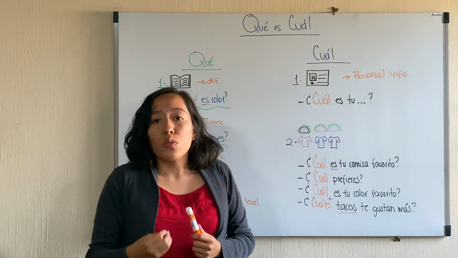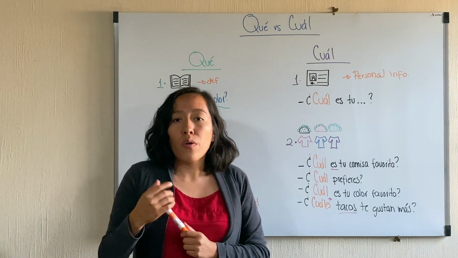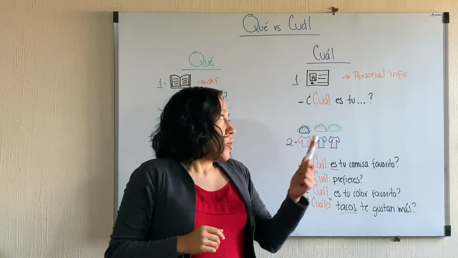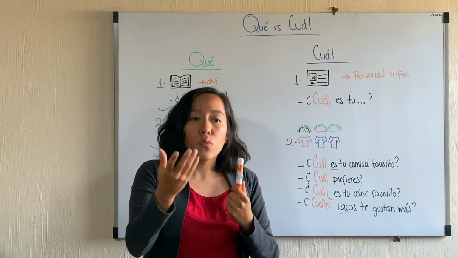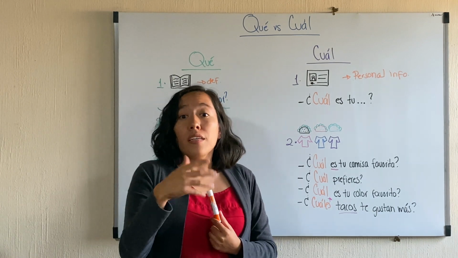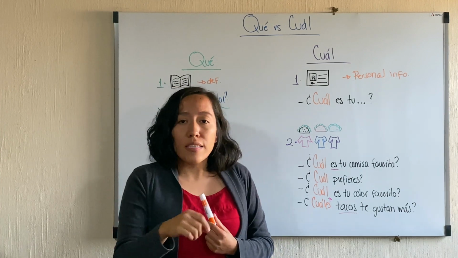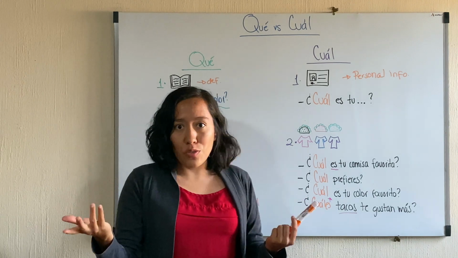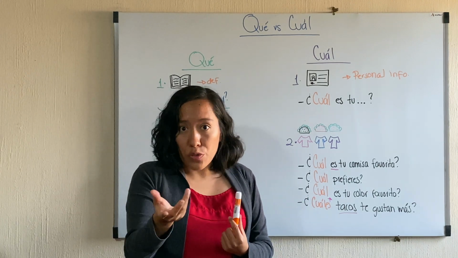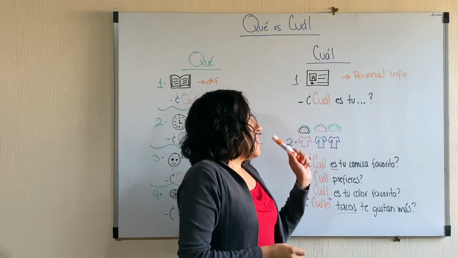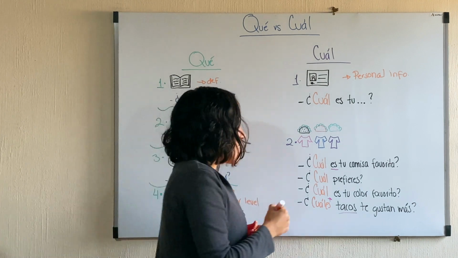So in Spanish, we will say, ¿cuál es tu número de teléfono? What's your phone number? ¿Cuál es tu correo electrónico? What's your email address? And if you want to be a little bit more formal, you can also say, ¿cuál es tu nombre? What's your name? Or, ¿cuál es tu edad? What's your age? And the second use is also to make a choice.